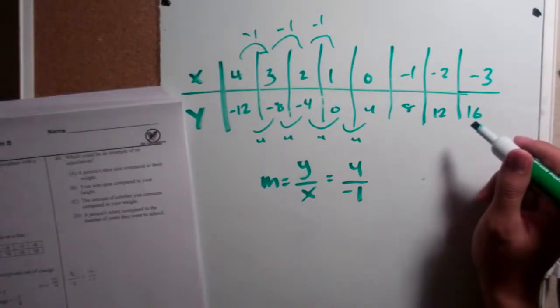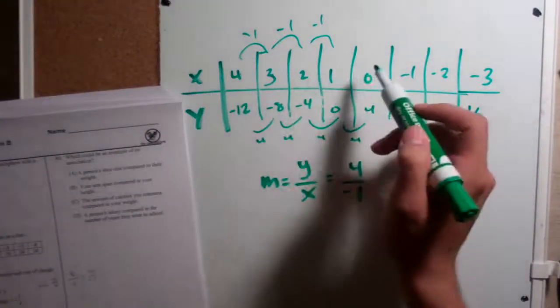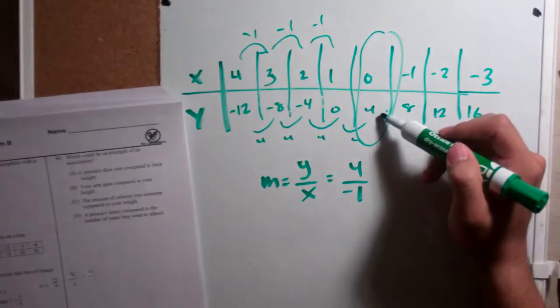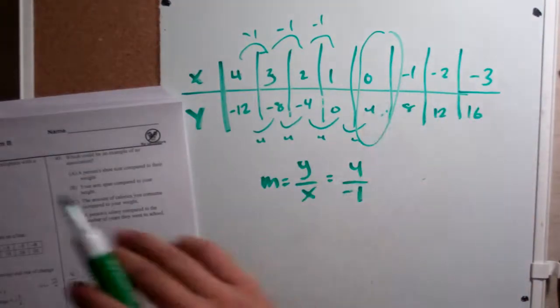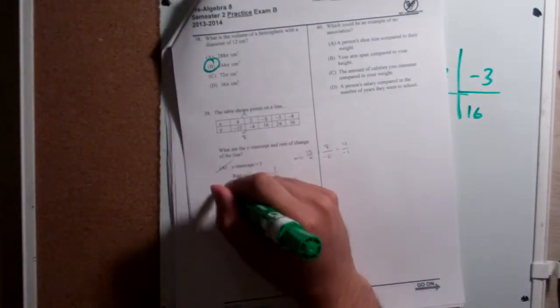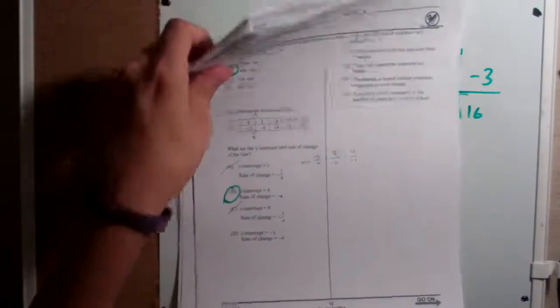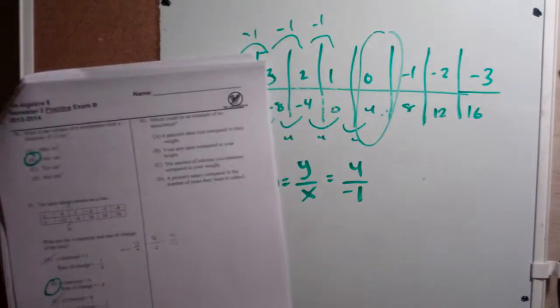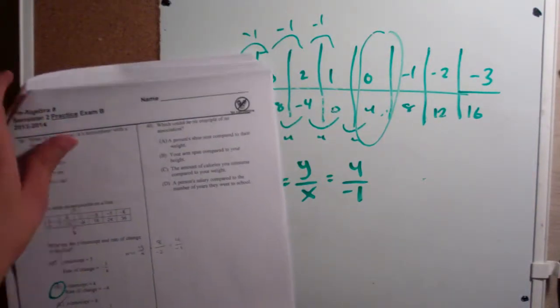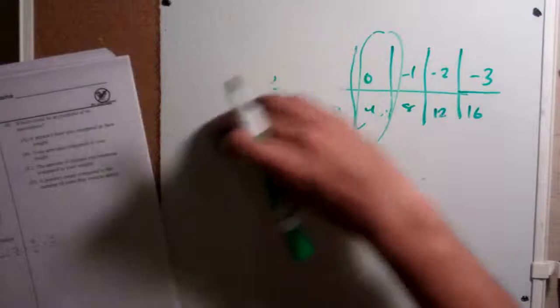Now if we want to find our y-intercept, that's where x is 0. X is 0 right over here. My y is 4. So our y-intercept is 4, and B is the correct answer here. We kind of had to extend this chart, but for the most part we were able to find both the rate of change and the y-intercept. Just note that the y-intercept is where x is 0. X has to be 0.